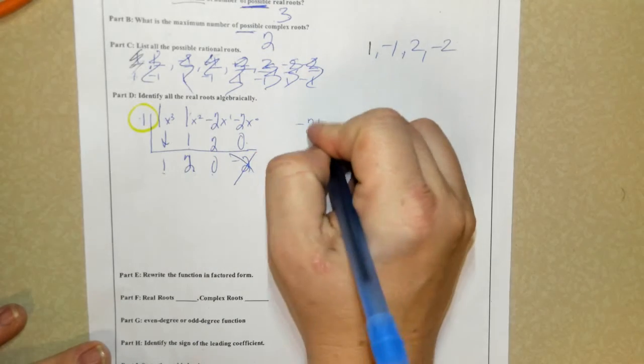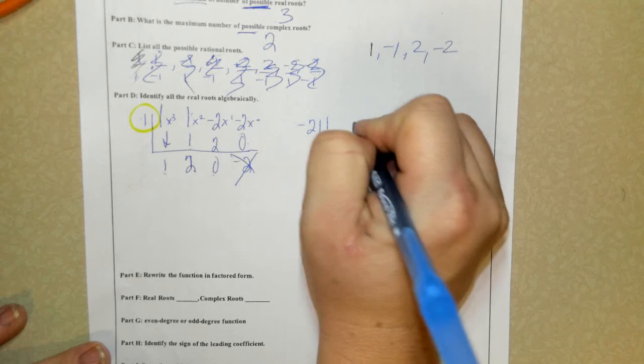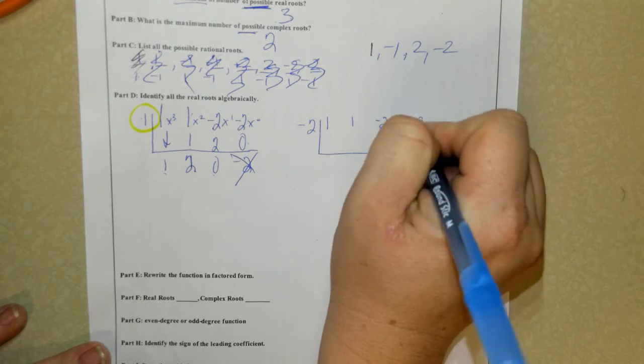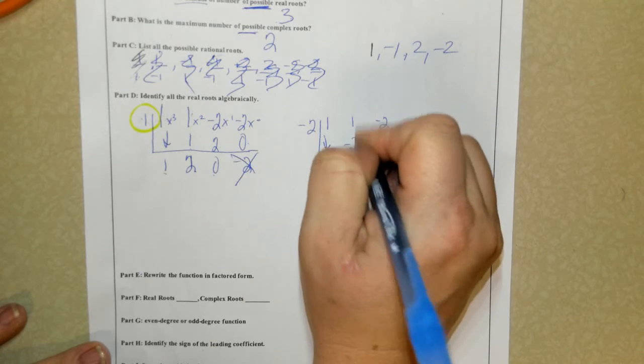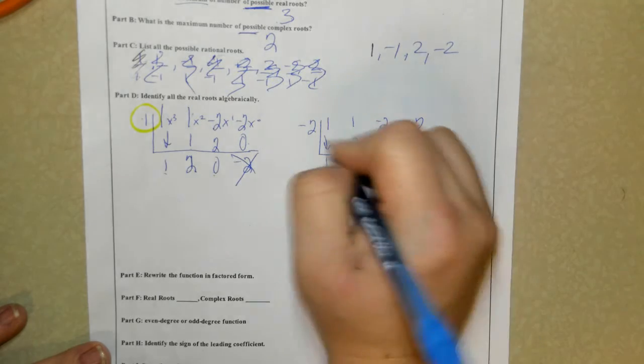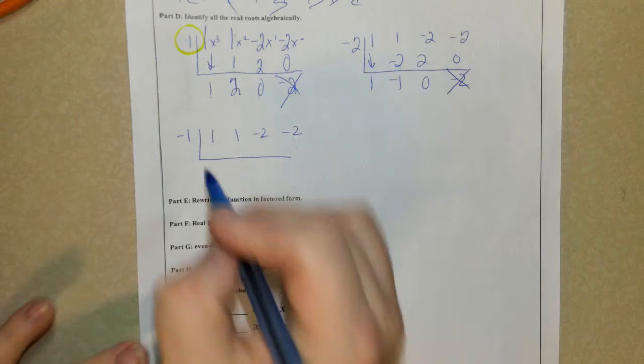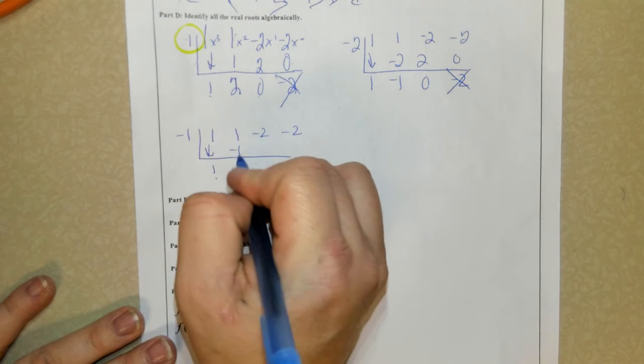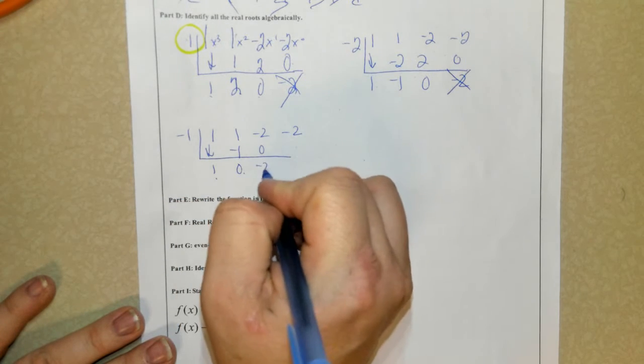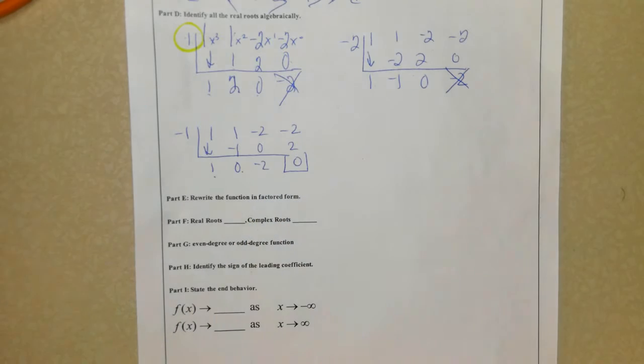I'm going to try negative 2 now. Multiply, add down, multiply, add down, multiply, add down. Okay, try negative 1. Multiply, add down, multiply, add down, multiply, add down. So I did negative 1.